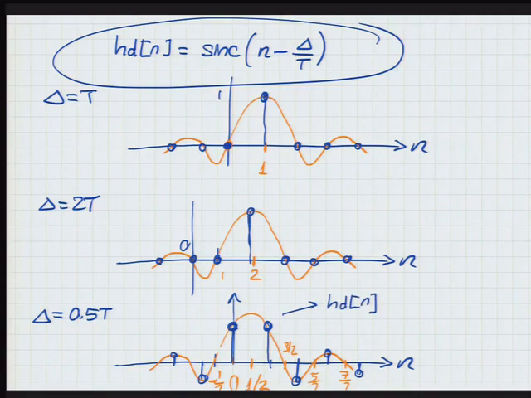Okay? So why does this work? Why does it really delay by half a period? Right? Well, let's see what's going on here. So what is YD going to look like if I choose my HD to be this, right? What is the connection between YD, HD, and XD? It's convolution.